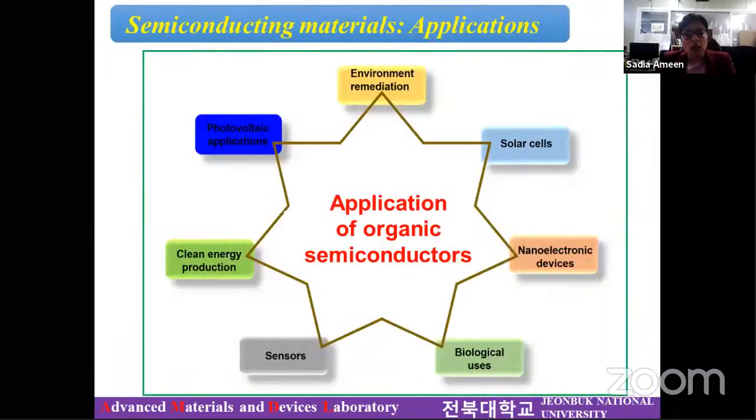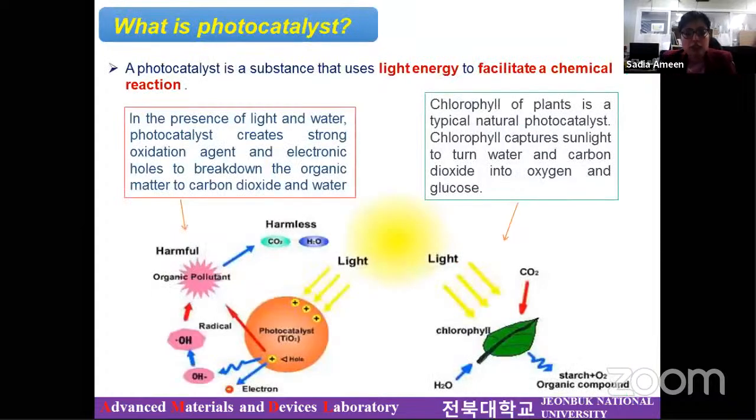So today I would be discussing a specific type of semiconductor, that is the organic semiconductor, since they are very much promising for the environmental remediations, solar cells, nanoelectronic devices, photocatalytic application, clean energy productions, and for the biological uses. So let's first start with the photocatalyst. This is a very simple terminology, and I'm sure that we all know about it. So let's just discuss in brief the photocatalysts.